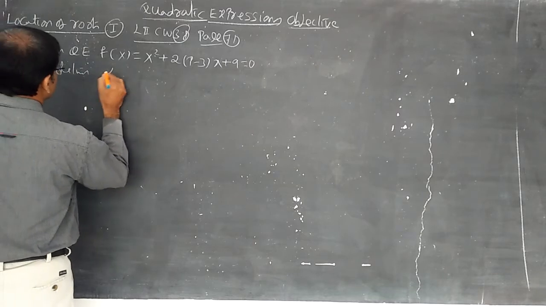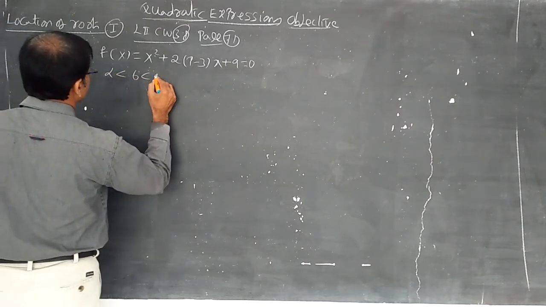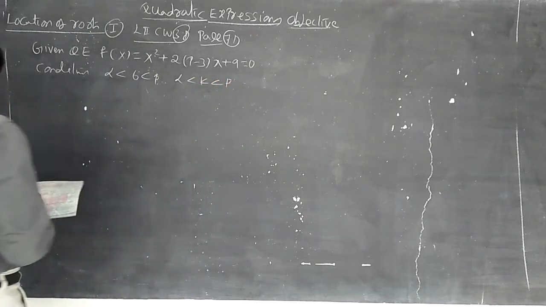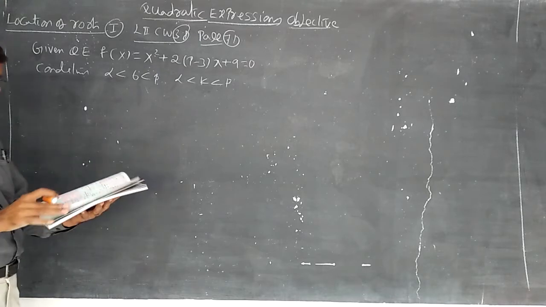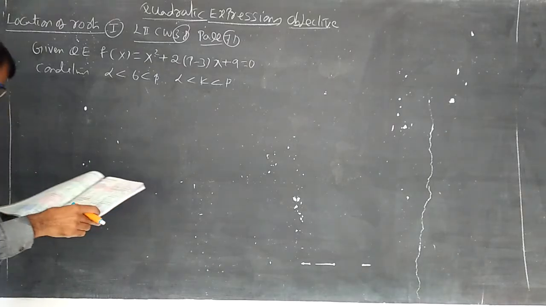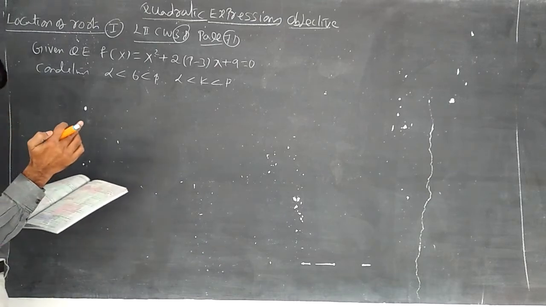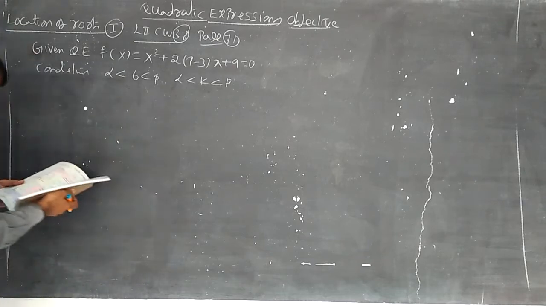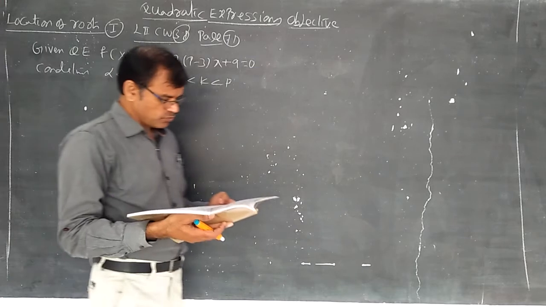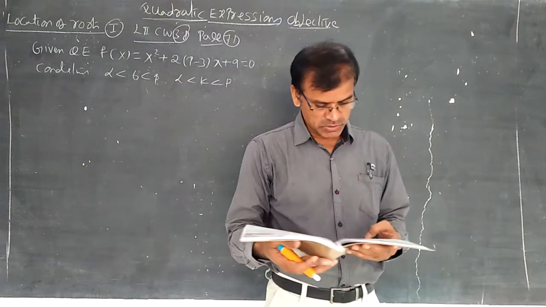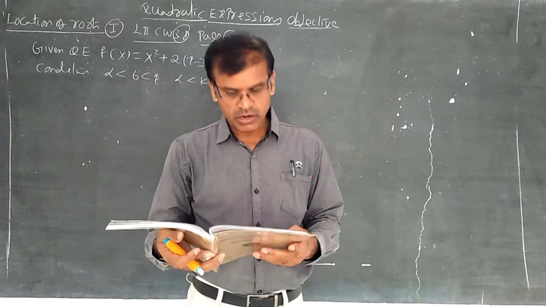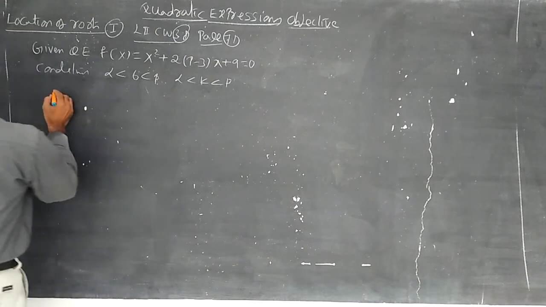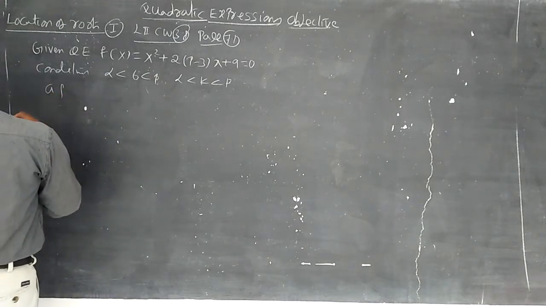So the condition is alpha less than 6 less than beta. So alpha less than k less than beta concept. For that condition we have discussed a into f of k less than 0. There we have discussed the condition for a real number concept. A greater than 0, just we can verify the condition. On page number 58 concept, k lies between the roots, we got there a into f of k greater than 0.